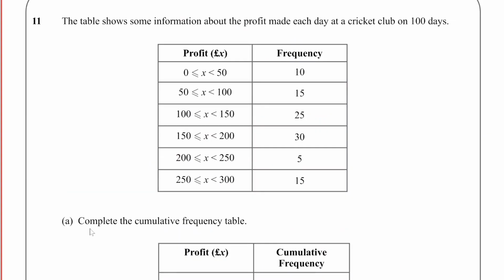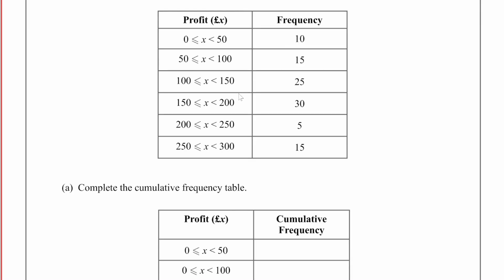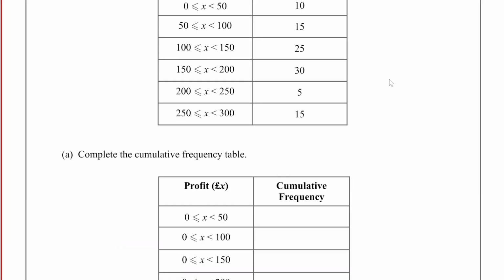The table shows some information about the profit made each day at a cricket club on 100 days. Complete the cumulative frequency table. Cumulative frequency just means we're adding up as we go along. So 0 to 50 is 10 people. 0 to 100 is 0 to 50 plus 50 to 100. So 25. 0 to 150 is the first 3 added together.